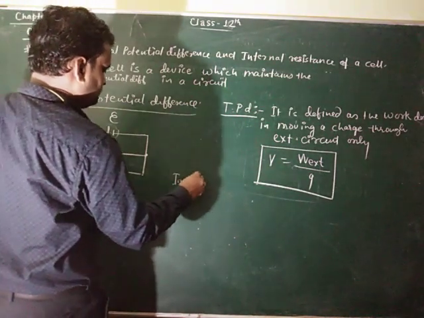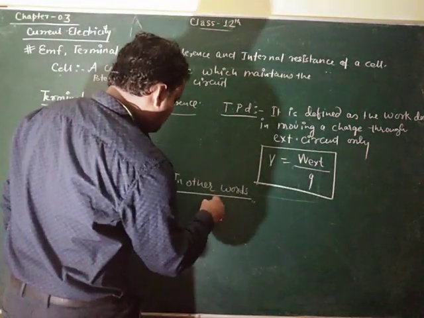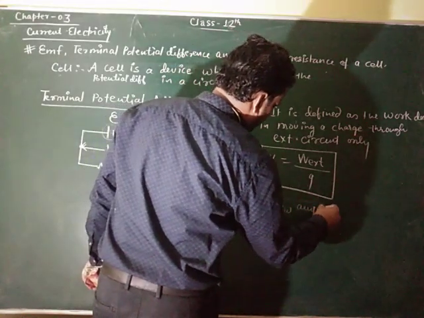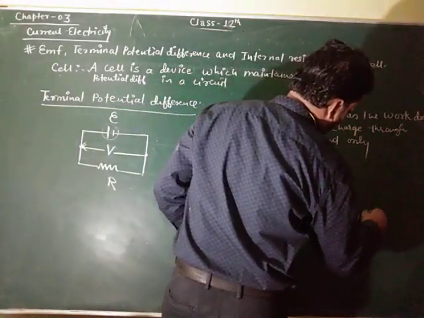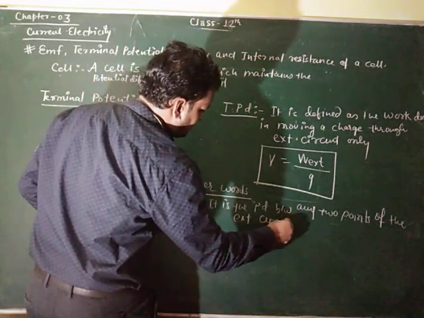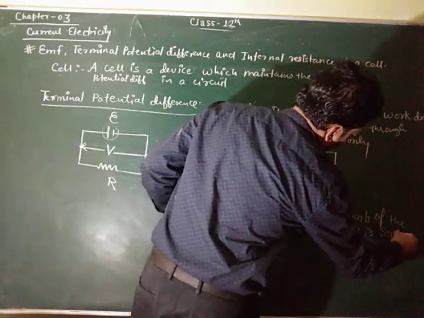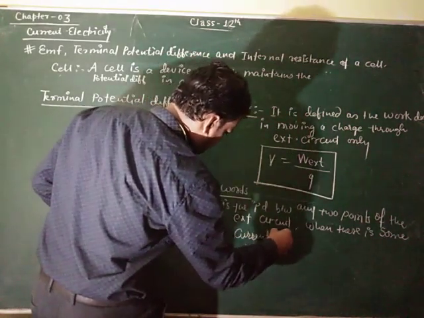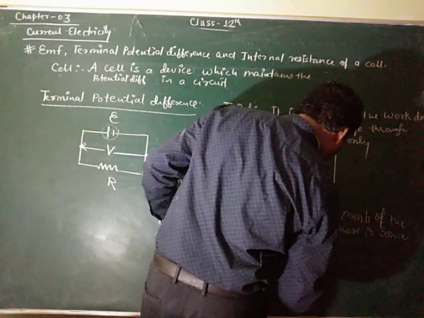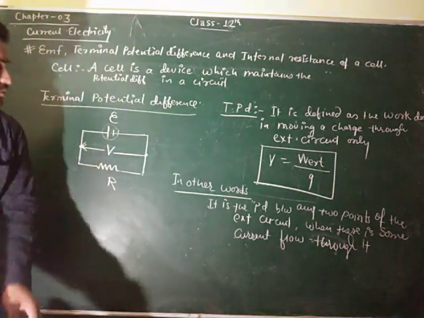In other words, it is the potential difference between any two points of the external circuit when some current flows through it. This is the definition of the terminal potential difference.